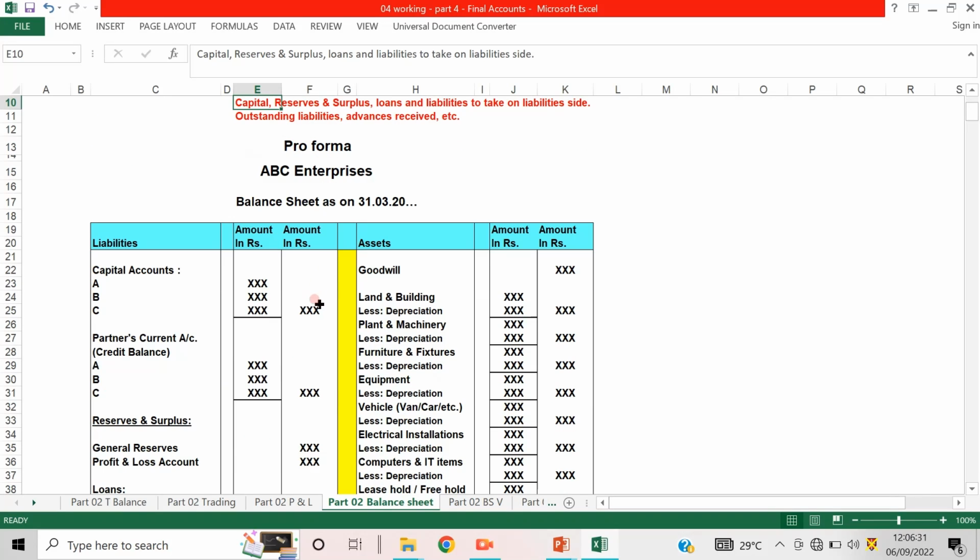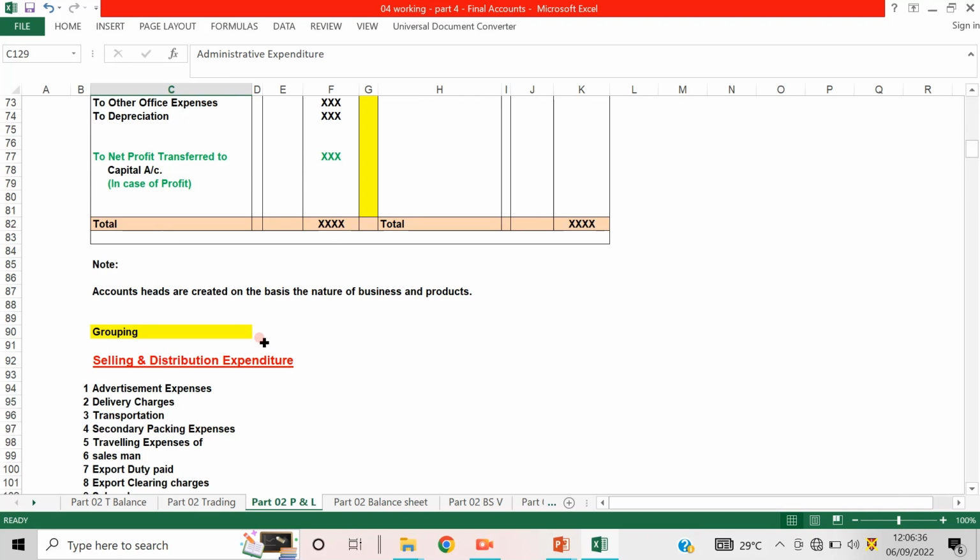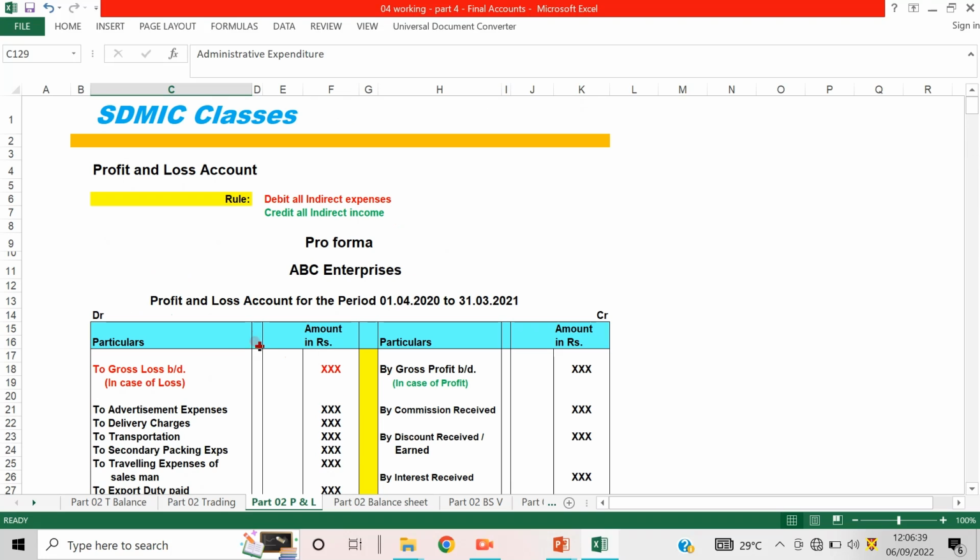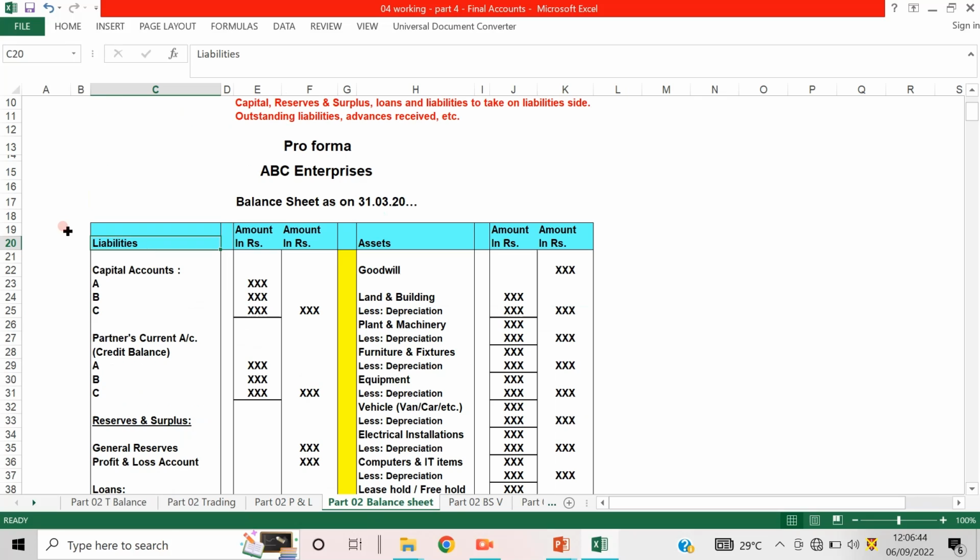Now in the balance sheet there are two sides. In the trading account we say debit side and credit side, whereas in the balance sheet it is called the liability side and the asset side. In the trading account, income or liabilities come on the credit side, whereas expenditure or assets come on the left side, the debit side. Whereas in the balance sheet this side is the liability side and this side is the asset side. So which items come under the asset side?